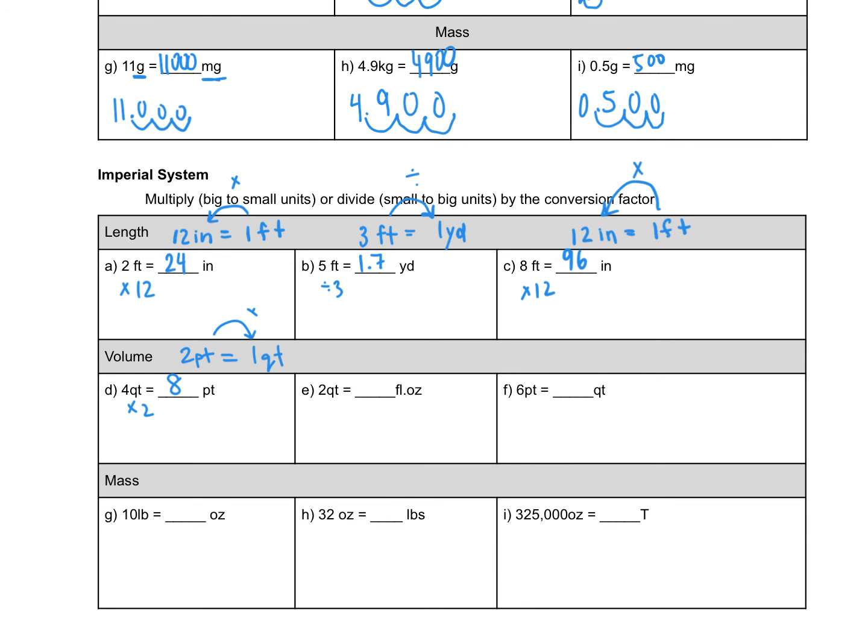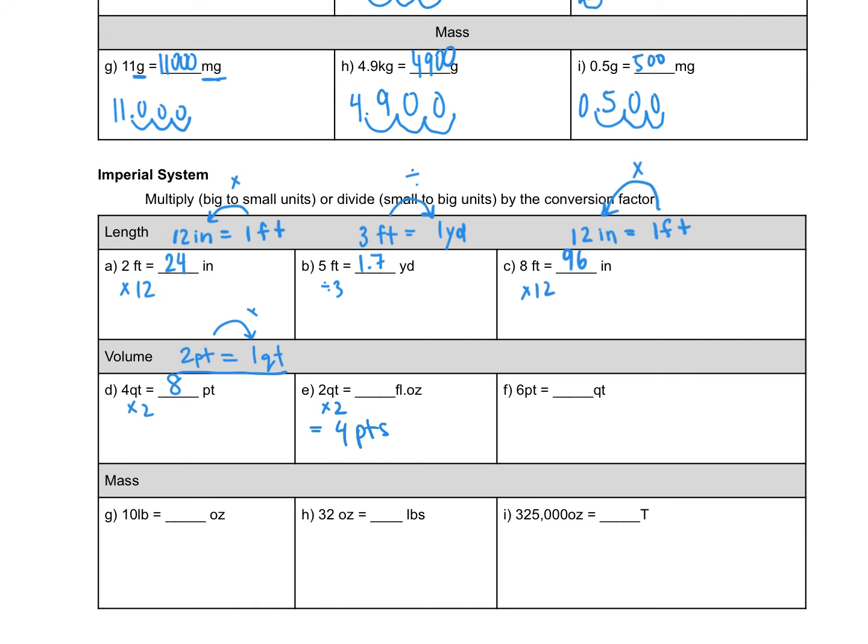Next, quarts and fluid ounces. So I do not see a conversion that necessarily relates fluid ounces with quarts, but I do see one that relates fluid ounces with pints. So if we first convert this into pints, then we can convert the pints into quarts. First thing, we already know that 1 quart equals 2 pints. So 1 quart is 2 pints, which means 2 quarts should be 4 pints.